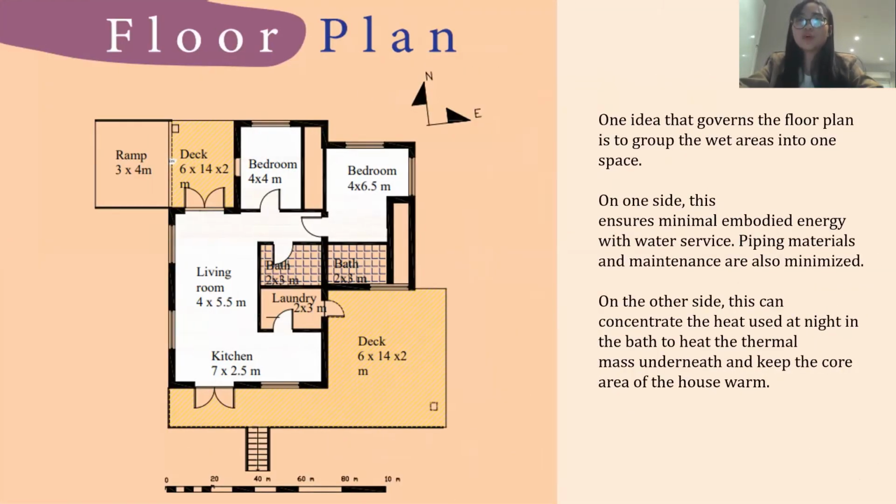This is the floor plan of the house. One idea that governs the design is to have wet areas in one space. This minimizes importing energy with water service. Piping materials and maintenance are also minimized. On the other hand, this can concentrate the heat used at night in the bath to create thermal mass underneath and keep the core areas warm.